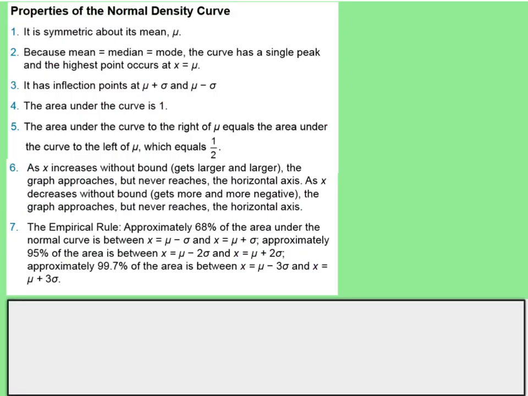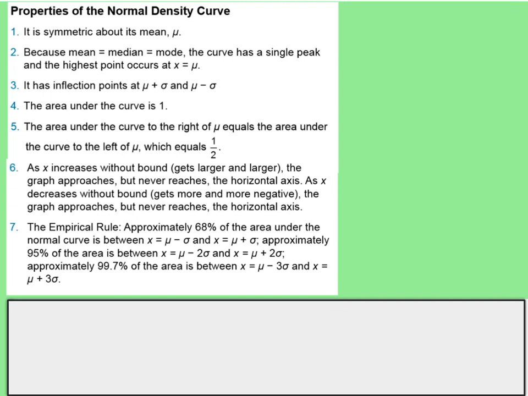Then we'll have a list of some properties of our normal density curve. It's symmetric about the mean, right? That means you have the same amount of stuff on either side of the mean. Because it's symmetric, the mean, the median, and the mode are all in the middle, and the curve has a single peak. The highest point is at the mean, in the center. Okay, what I just talked about, inflection points, are where you add and subtract the standard deviation. The area under the curve is 1. That's important because we can talk about probabilities. And if it's symmetric, the area to the right and the left of the mean both have to be a half, right? 50% of the stuff is to the left of the mean, 50% to the right.